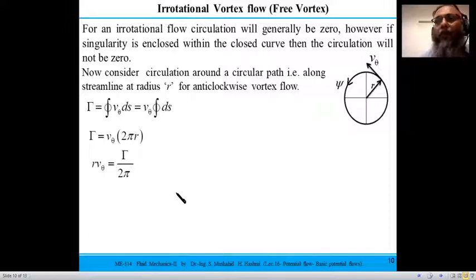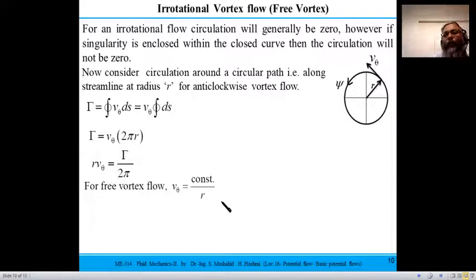Okay, so you can work out the expression for the tangential component, which is exactly the same as in the earlier case. We had just a relationship for the tangential component, and we didn't know the value of the constant, but now we know it as well, because this circulation divided by 2 pi would be r times v theta, and v theta would be constant divided by r. So here the constant would be this circulation divided by 2 pi.